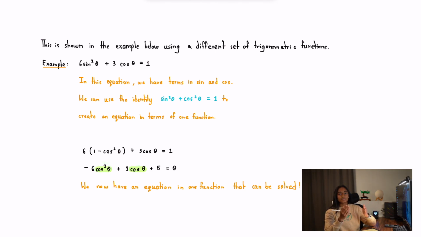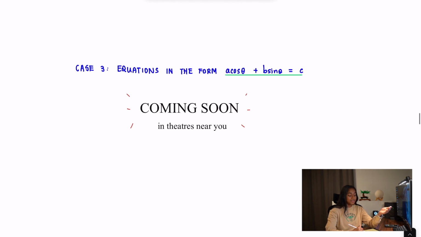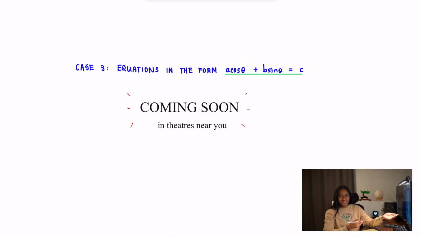So there are certain protocols that you have to go through. This is one: putting it in terms of one function to then be able to solve it. That is where identities come in very handy. And the third case, last but not least, will be covered in the next video.